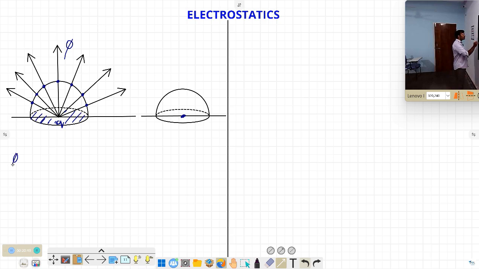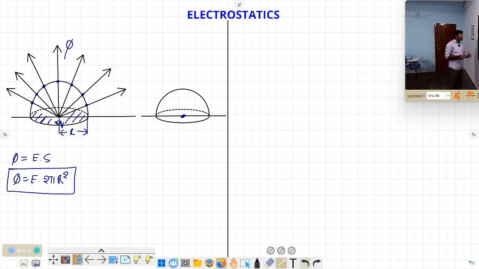What is the flux formula for that? Flux equals the basic formula E into the surface area. So in this case, electric field into the surface area of this curvature. Now it is part of a football, right? What is the surface area of the spherical body? That is 4 pi r square. In this case it is half of that, so I can write 2 pi r square as the flux enclosed. What is r here? Radius. From here to here is the radius of this hemispherical surface.